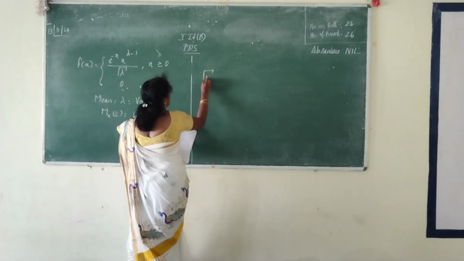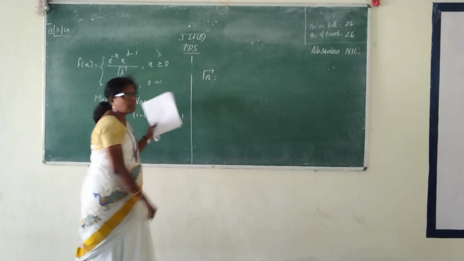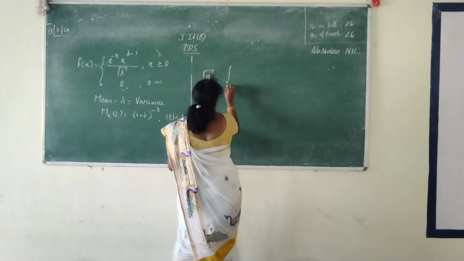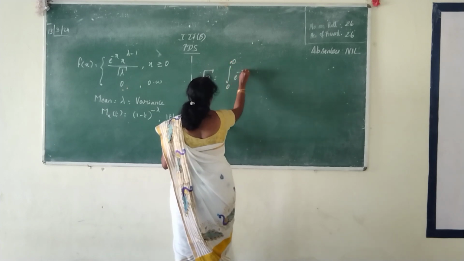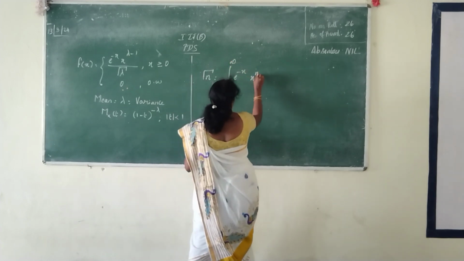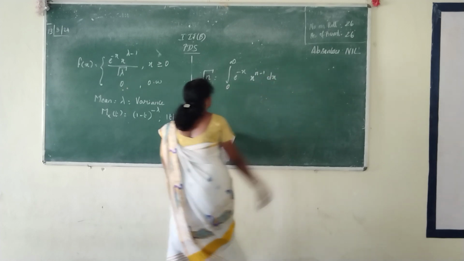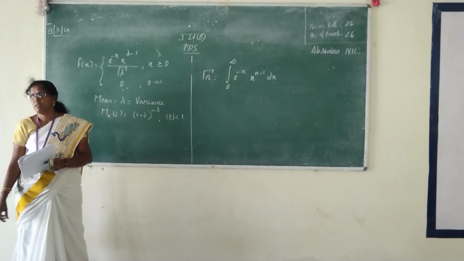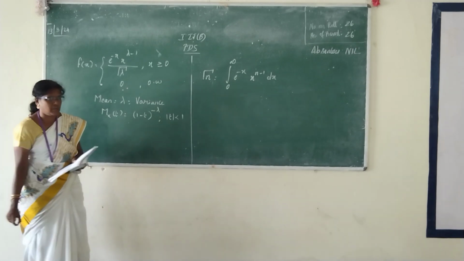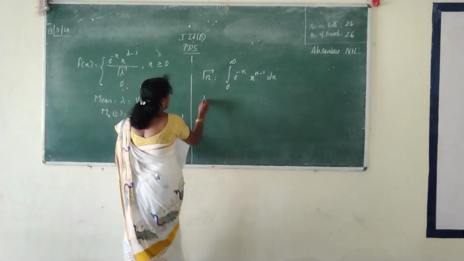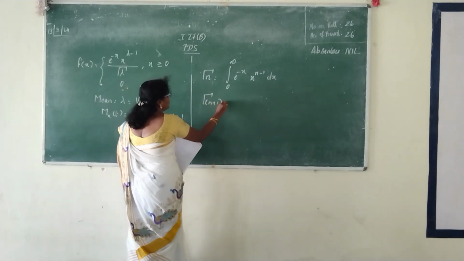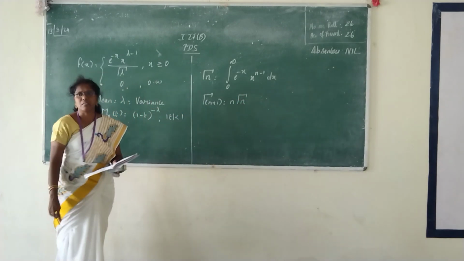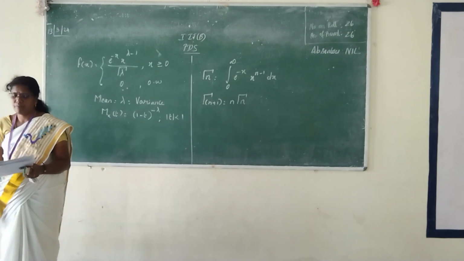This is how you define your gamma function. This is the gamma function: Gamma n is equal to the integral from 0 to infinity of e power minus x, x power n minus 1, dx. This is the definition of a gamma function. You need to know one more formula: Gamma n plus 1 is equal to n gamma n.